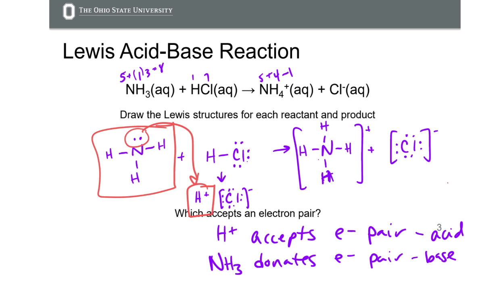So I think that the Lewis definitions of acids and bases is the most complicated, in part because you do need to see the structures. I think we're going to look at one more example that maybe is a little bit more clear. But do you have questions on that?